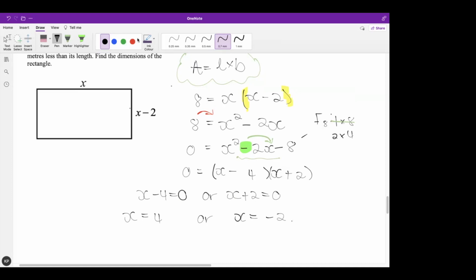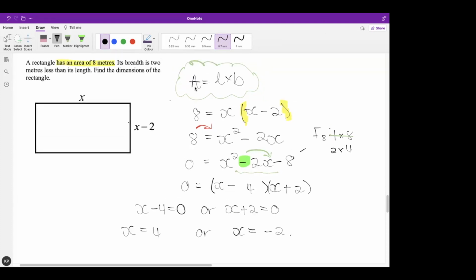There is a trick here. Why are we not done, Alice? Let's talk about perspective. What are we finding here? What was my question? Before we substitute, what were we finding? Find the dimensions of the rectangle. Can dimensions be negative? Have you ever heard of someone being negative 5 meters tall?